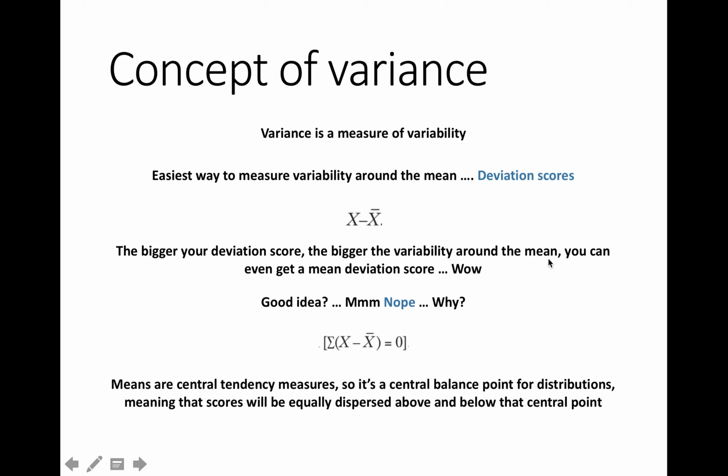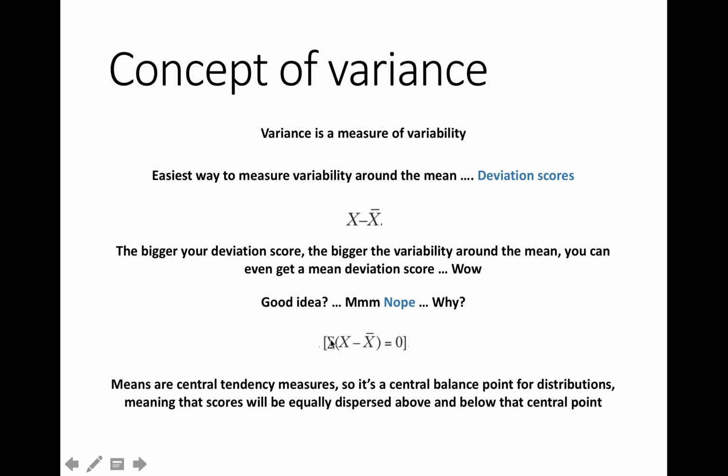Remember that variance is a measure of dispersion, so it will measure variability. As I was telling you, the bigger your deviation score, the bigger the variability around the mean. You can even get a mean deviation score if you do this: you divide your deviation scores by your sample size. But is that a good idea? No. Why is it not a good idea?